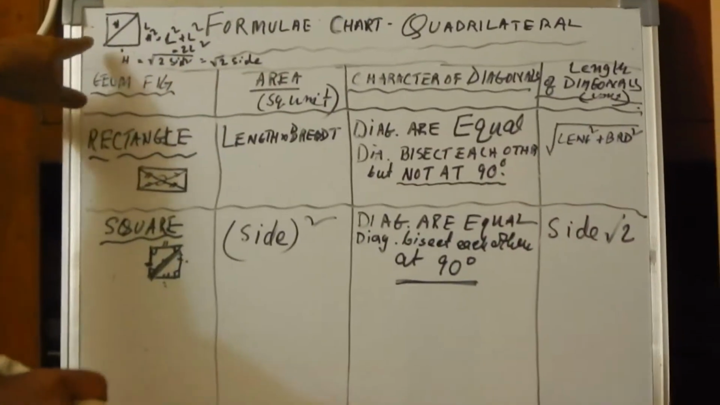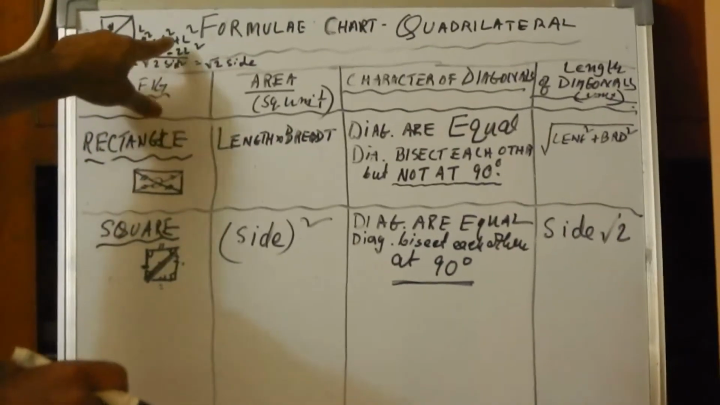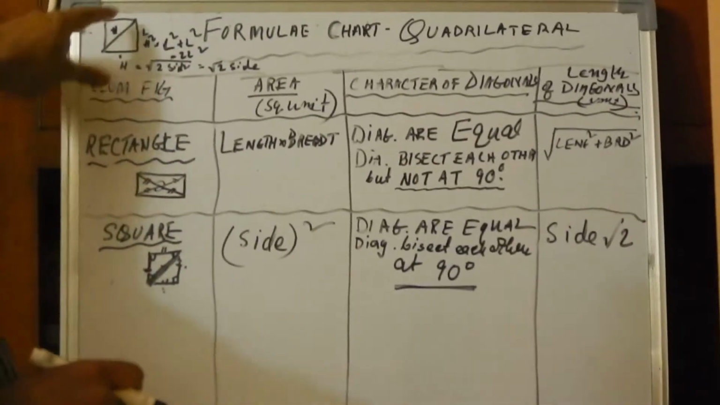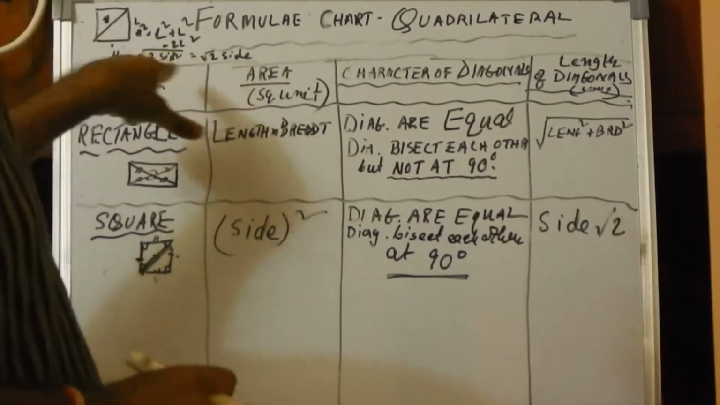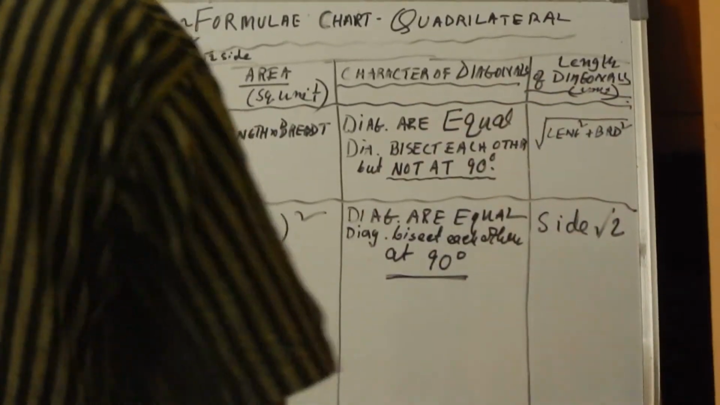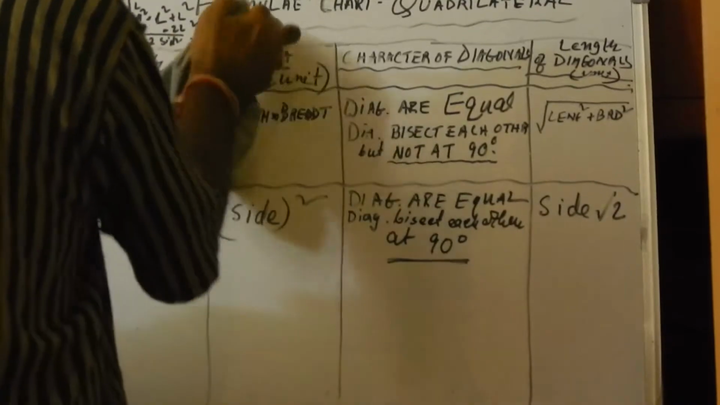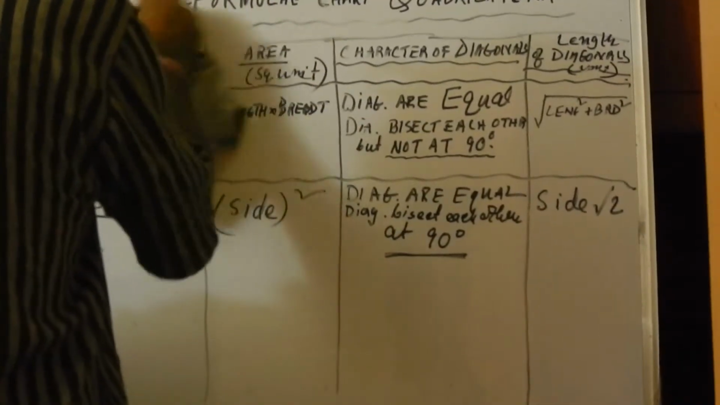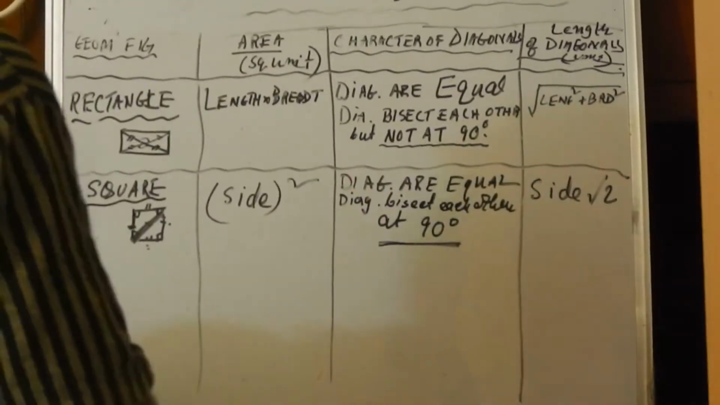How do we get that? I mentioned here, the sides were equal. So side square plus side square equals diagonal square. So diagonal equals root over 2 side square, so root 2 into side. So now we have the square. All the formulas about the square are done.